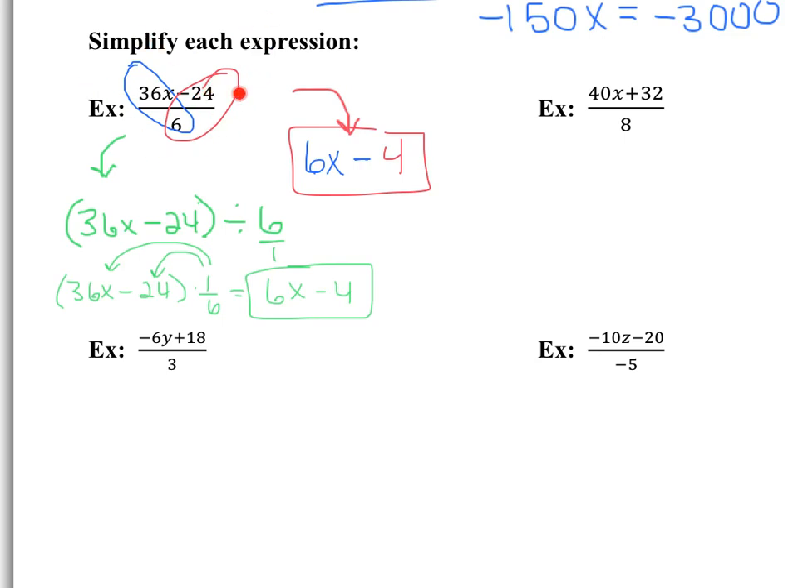Just remember that you're dividing, and if you're ever unsure, they're separated by a fraction bar, and a fraction bar means division. So this doesn't say 36x times 6, it says 36x divided by 6. So make sure you're dividing, and that you're dividing both. So if you did that on this one, you'd end up with 5x plus 4. 40x divided by 8 is 5x. 32 divided by 8 is 4, separated by a plus sign.